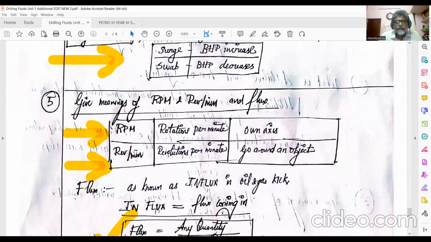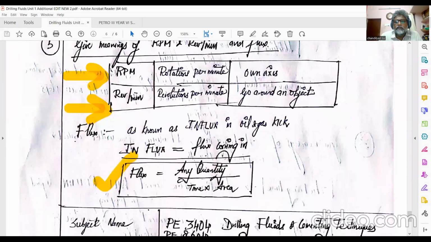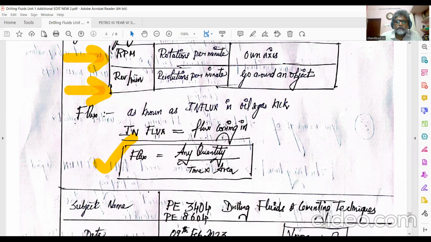Give meanings of RPM, revolutions per minute, and flux. Additional information is put up here. Basic ones. We asked flux in the university examination, and even if not, it is an interview question. What is flux? Any quantity with respect to time and area is called flux.